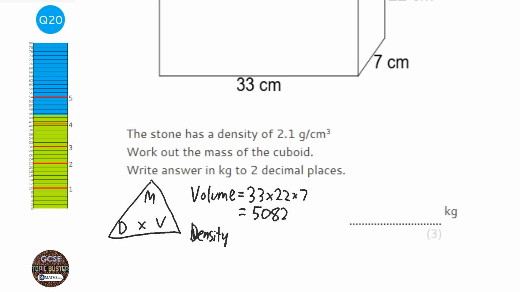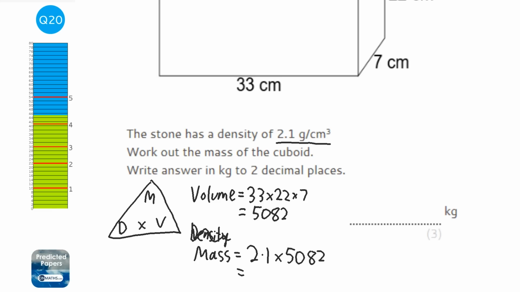And so to work out mass, we're going to do density times volume. So density is 2.1. Let's check the units: grams per centimeters cubed, so that works. 2.1 times 5,082, and I get 10,672.2. Now check out the unit of mass in the density. It's grams per centimeters cubed, so that's going to be grams.